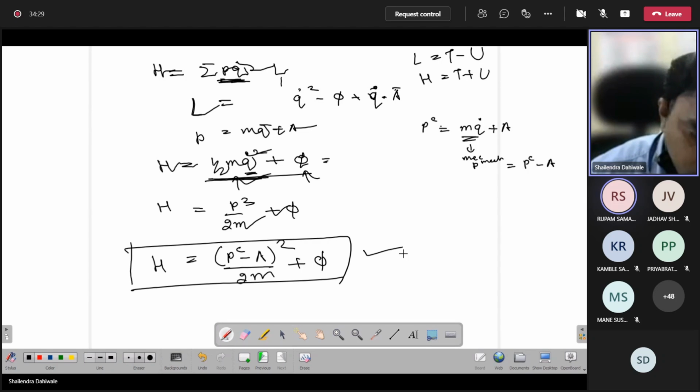Yes, clear. So there will be one problem. I'll keep it for the tutorial. We will not show it here now. So you can write it down and try it. Again, it will be there in the tutorial also.